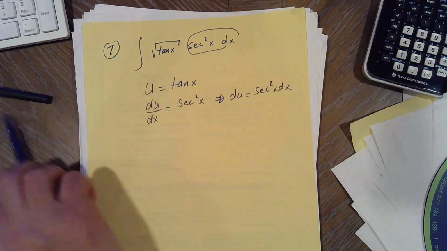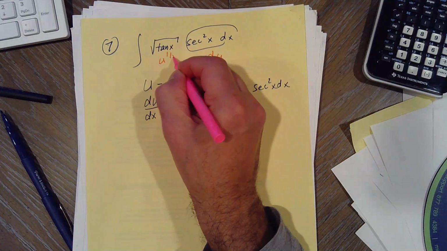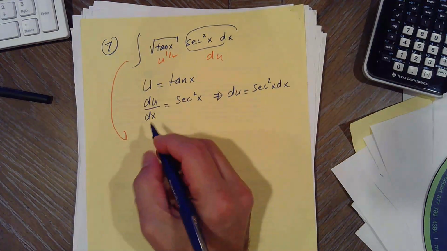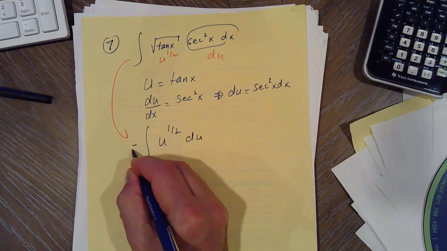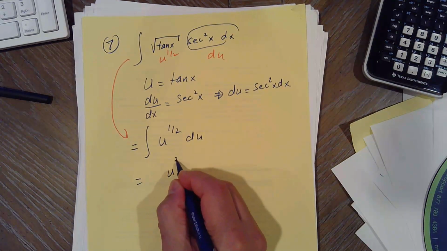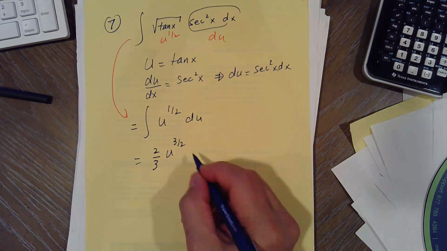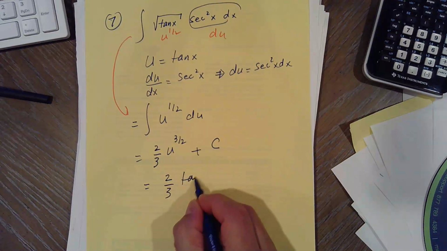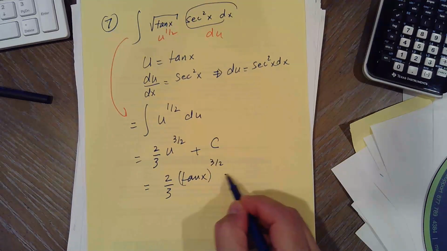So all this is du, and this is u to the 1/2, the square root of u. So it will be the integral of u to the 1/2 du, which is u to the 3/2 divided by that, or times the reciprocal, plus c. So it's 2/3 tangent x to the 3/2 power, which is u to the 3/2, plus c.